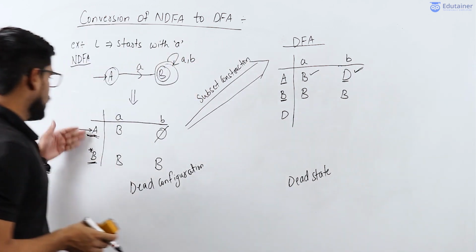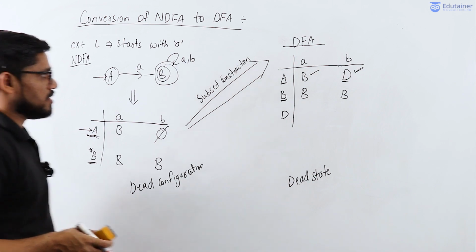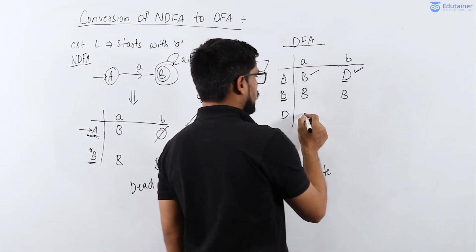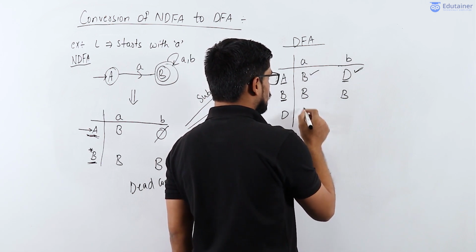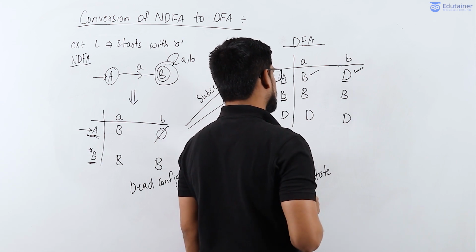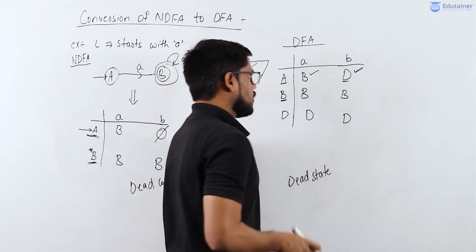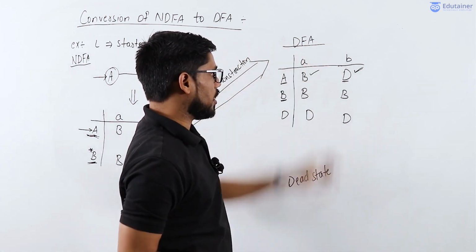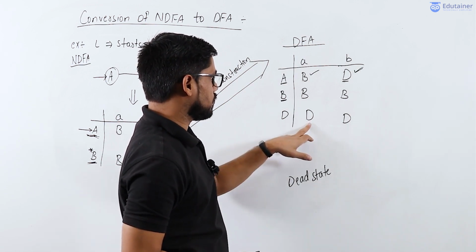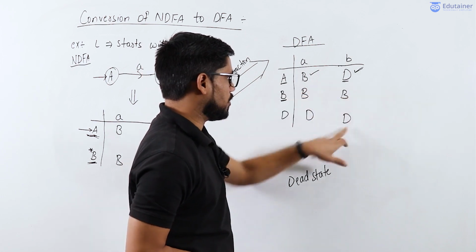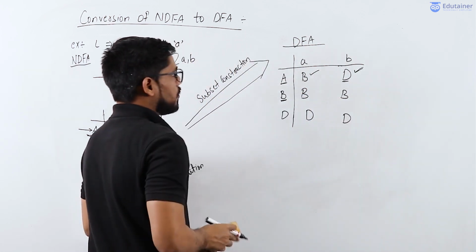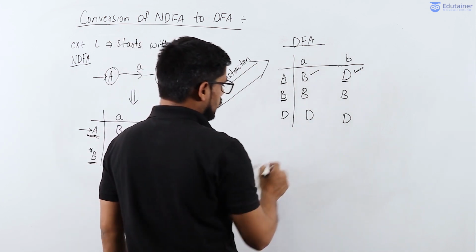Now here state capital D is the dead state. So on the dead state, the move is to the dead state itself. What I mean to say here is, if you take small a and small b on the dead state, then the dead state will go to itself by using these input alphabets. Now our transition table is over.